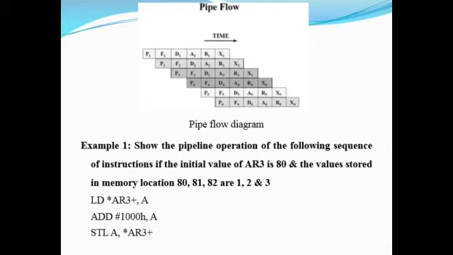For example, show the pipeline operation of the following sequence of instructions if the initial value of AR3 is 80 and the values stored in memory locations 80, 81, 82 are 1, 2 and 3. The instructions given are: load the content of AR3 into A, add 1000H to A, store the lower order byte of A into AR3. So the values at 80 is 1, 81 is 2, 82 is 3, and AR3 is 80.